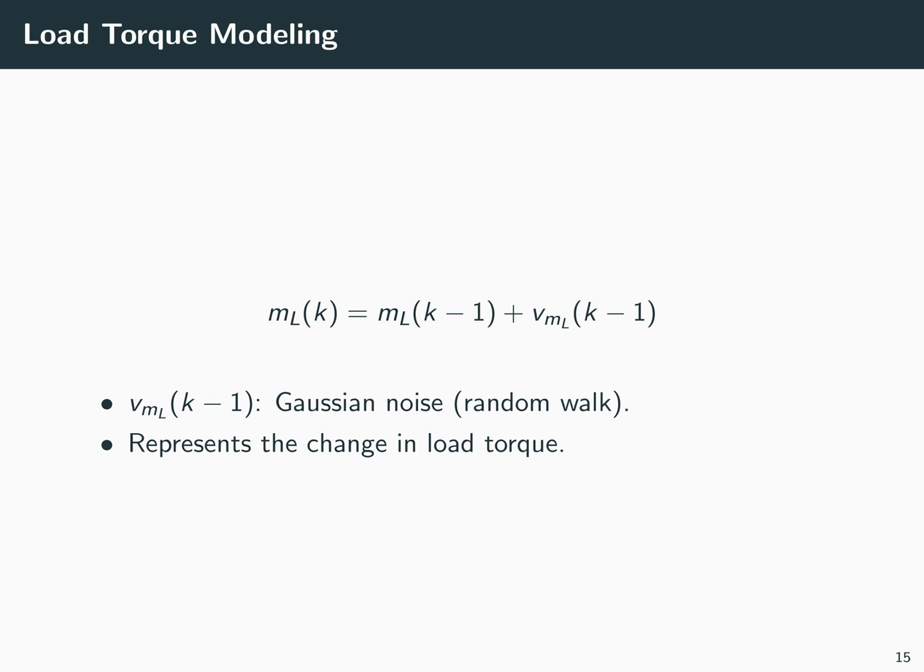Focusing on the load torque, we model it as a random walk. Specifically, the load torque at time step k equals the load torque at the previous time step plus a Gaussian noise term V sub ml. This approach treats the change in load torque as a stochastic process, allowing our model to account for unknown and varying external loads on the DC motor.